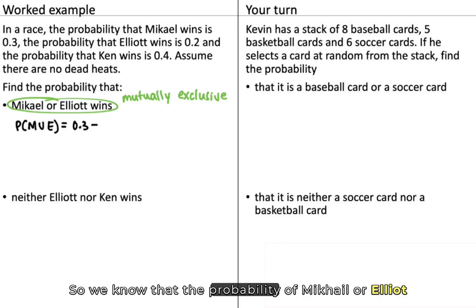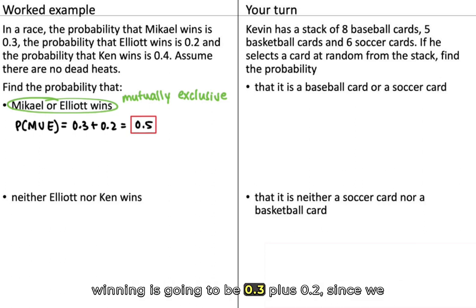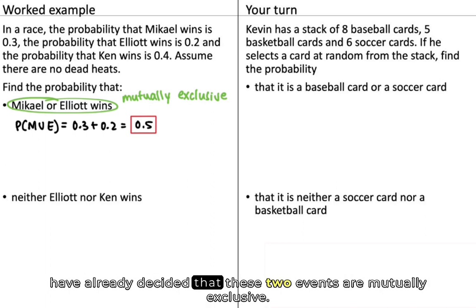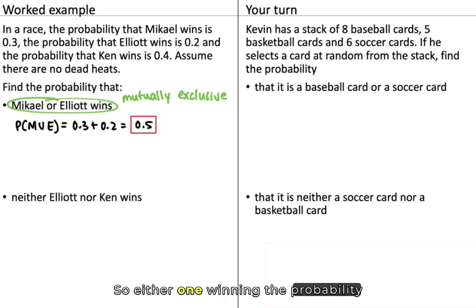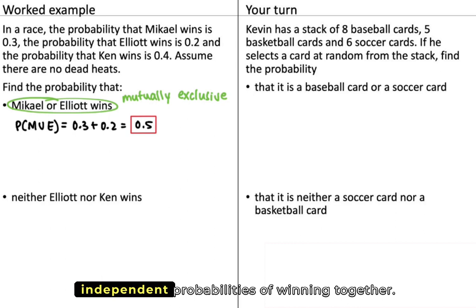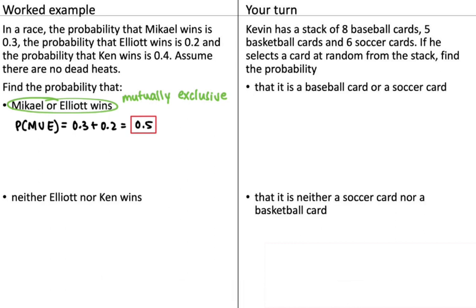So we know that the probability of Mikhail or Elliot winning is going to be 0.3 plus 0.2, since we have already decided that these two events are mutually exclusive. So either one winning, the probability would be equivalent to adding their independent probabilities of winning together.